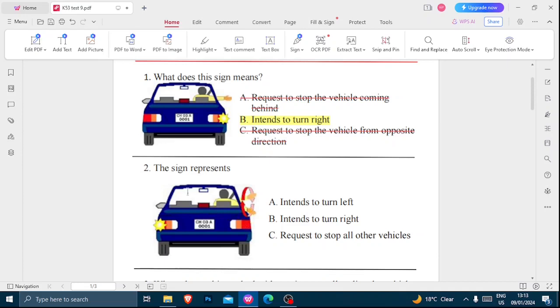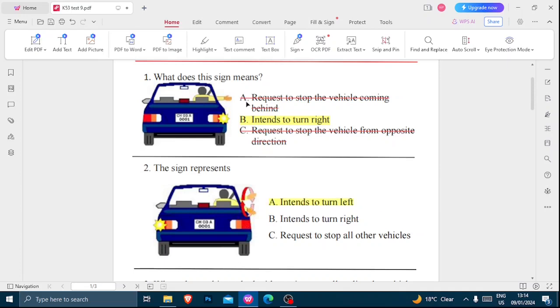Now number 2, this sign represents option A, intends to turn left. B, intends to turn right. C, intends to stop all other vehicles. So here the hand signal involves the driver moving his hand in a circular motion, right? Now let's look at the indicator. The indicator shows that the driver wants to turn left. So if you see a driver moving his hand in a circular motion, it means that they want to turn left. So this one is our correct answer here.